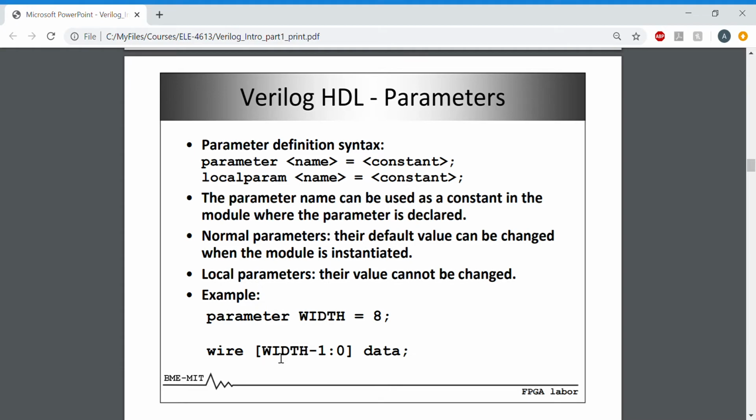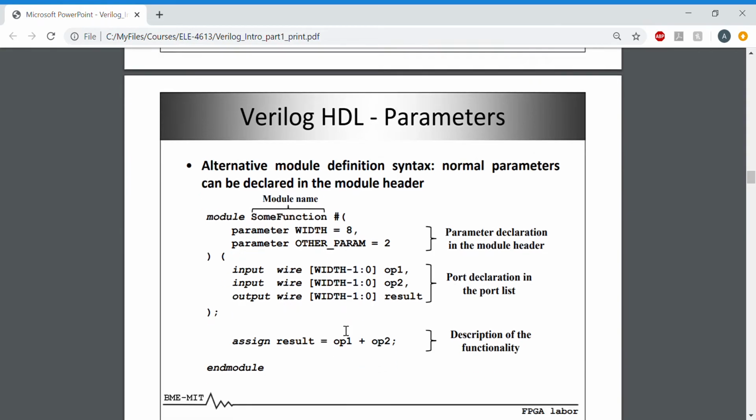You create a generic counter and say, okay, I want it to be 8-bit here, 16-bit in some other place, and 32 bits in some other place. You don't need to change the code. You just instantiate it with a different parameter. We're gonna see how we do that.